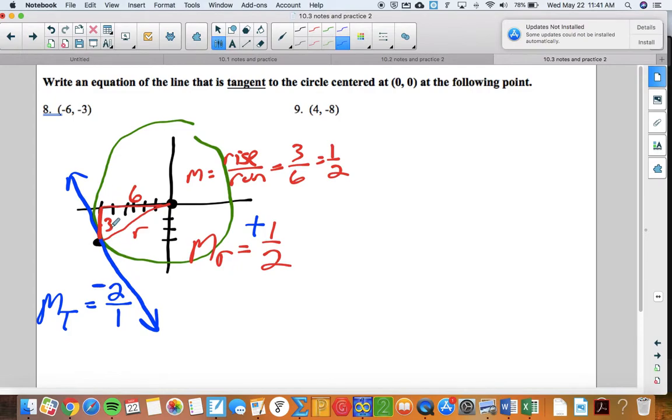And if you look at my tangent line, that's a negative slope, right, folks? And if you look at the slope of my red line, that's a positive slope. They need to be opposite slopes and reciprocals, flipping the rise and the run.